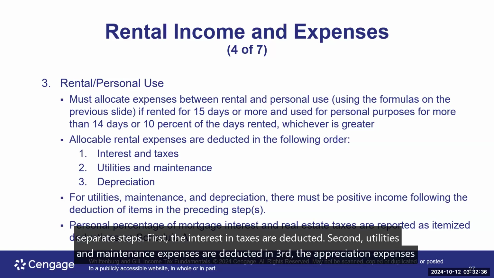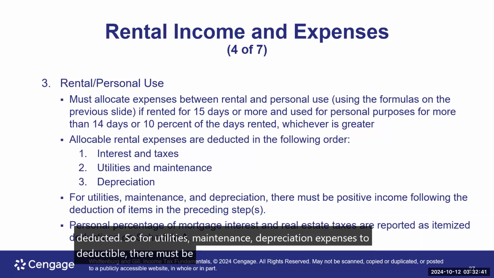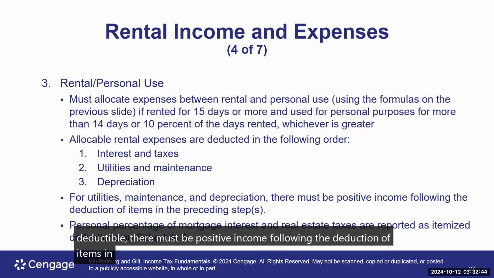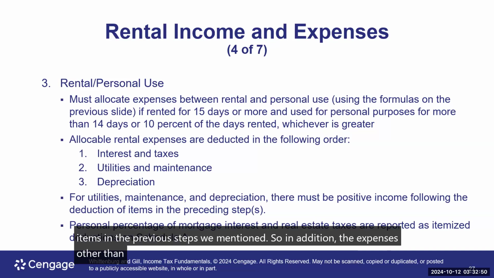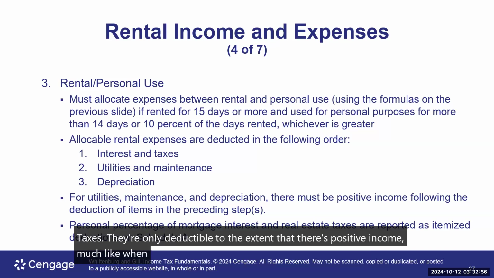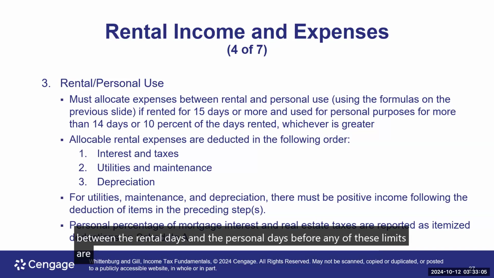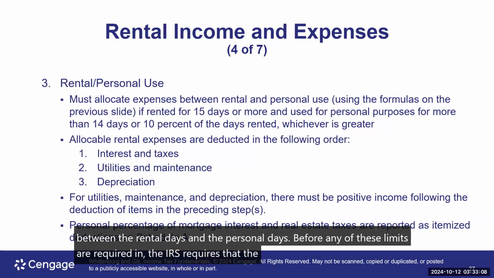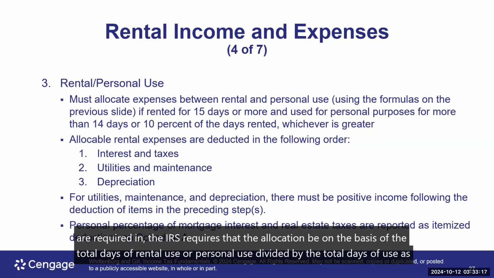So for utilities, maintenance, and depreciation expenses to be deductible, there must be positive income following the deduction of items in the previous steps we mentioned. In addition, the expenses other than interest and taxes are only deductible to the extent that there's positive income. And much like when it is primarily rental use, the expenses are allocated between the rental days and the personal days before any of these limits are applied. And the IRS requires that the allocation be on the basis of the total days of rental use or personal use divided by the total days of use, as we saw in the previous slide.